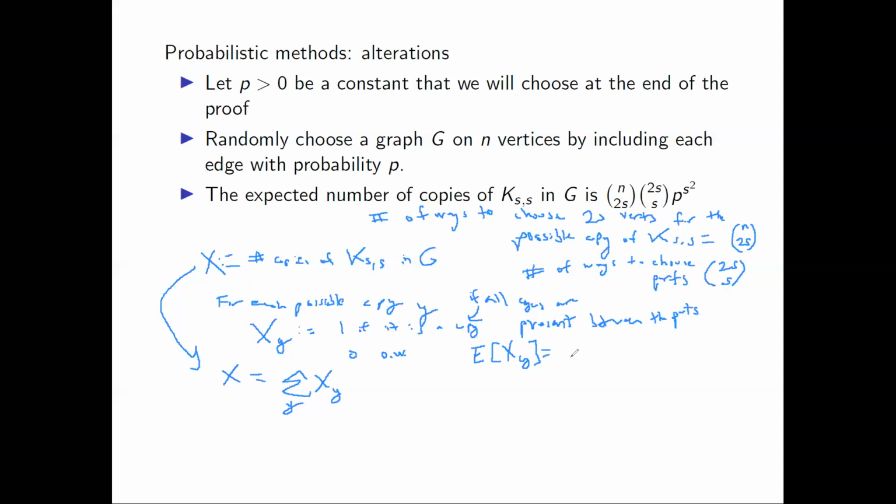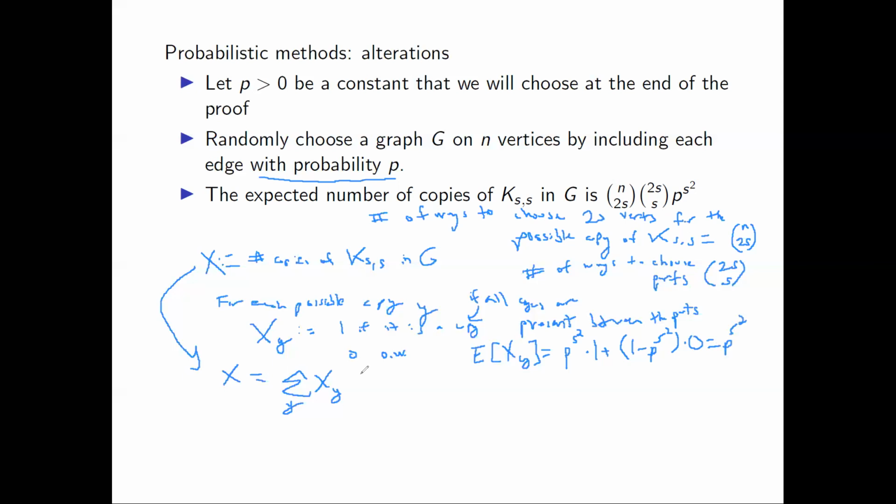So first, let's look at the probability that all of the edges are present between the parts. If we have two parts, each size s, the number of edges is going to be s squared. Each edge was included with probability p. So the probability that all the edges are present is going to be p to the s squared. And then if we want to find the expectation of x sub y, we're multiplying that probability times 1, plus the probability that not all of the edges are present, so 1 minus p to the s squared, times 0. So that second term gets zeroed out, and we get p to the s squared here.